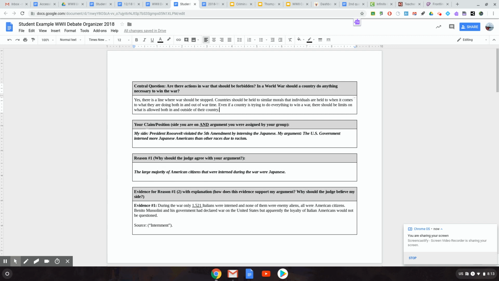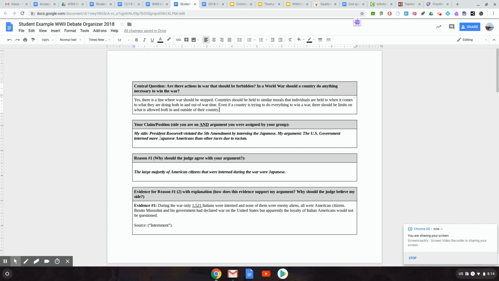Next thing you're going to work on is your claim and position. This is not only the side that you're on for the debate, but also the specific argument that you and your partner were assigned by your group. So we had those preset arguments. You and your partner should have been assigned one. That's also going to go in here.